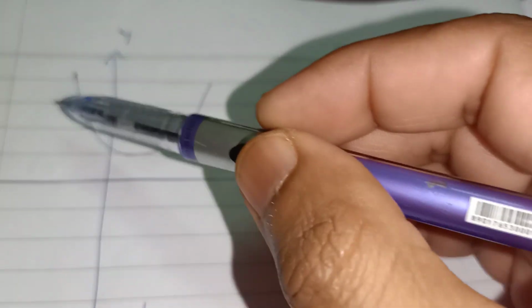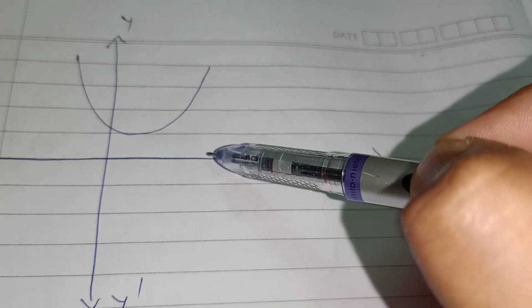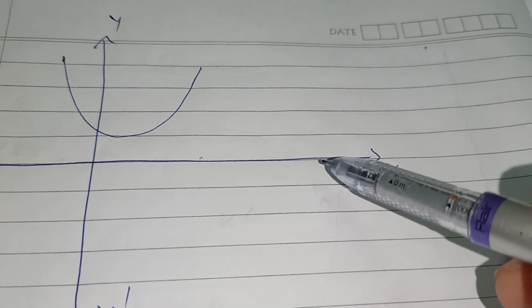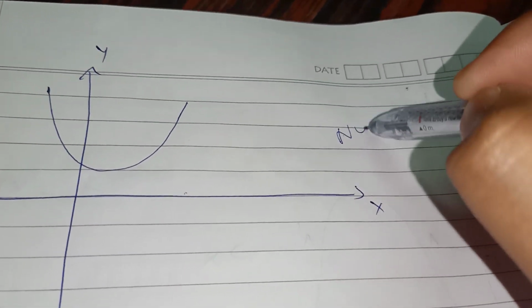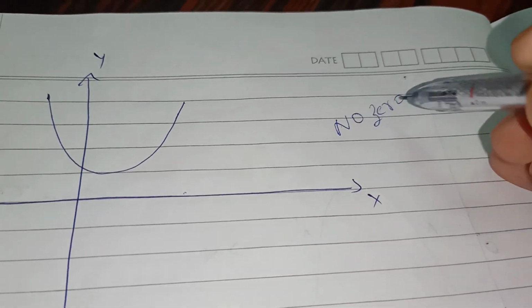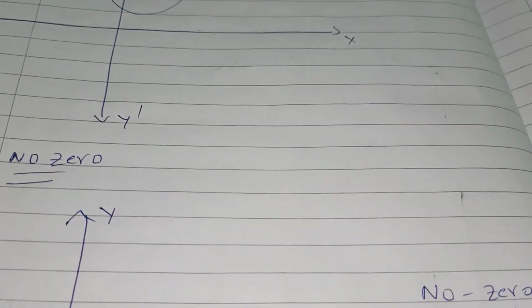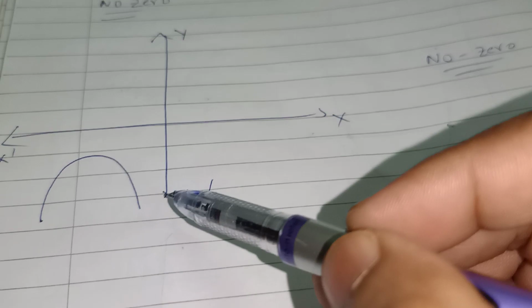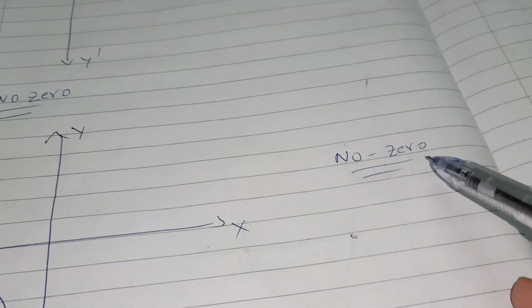Next, in this graph, the curve is not cutting the x-axis, so there is no zero of a polynomial. What about this graph? The curve is not cutting the x-axis, so there is no zero.